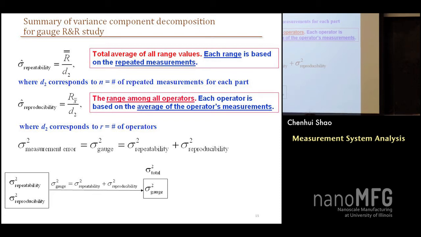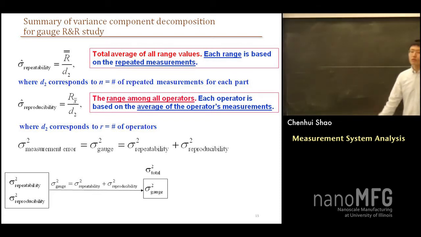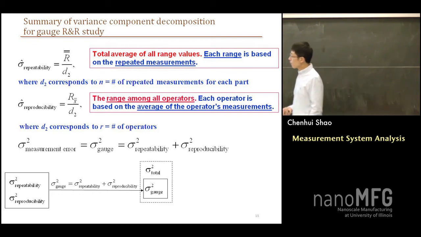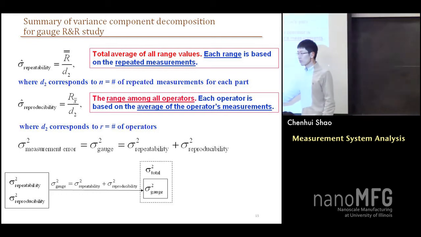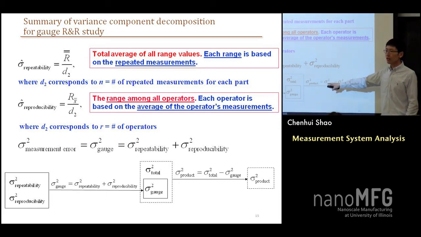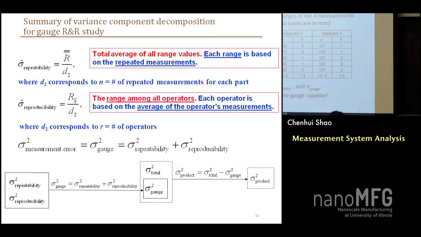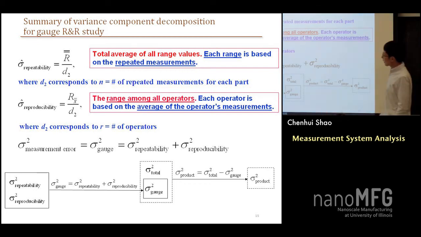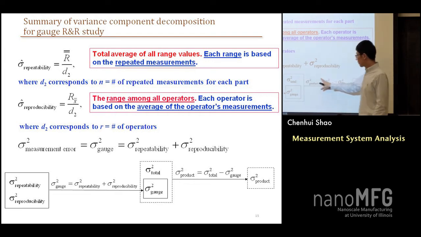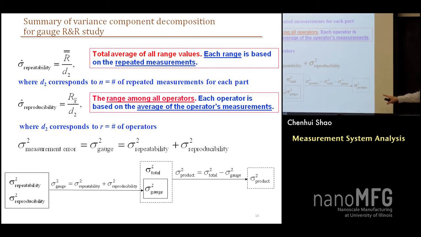we will have sigma total square. Yeah, right? We have 20 parts. We have many measurements. Then we have a global sigma square, which is the sample variance. So the sample variance is always larger than sigma gauge square, and the remaining of it is actually sigma product square. So in that example, we can estimate sigma product square by subtracting sigma gauge square from sigma total square. So this should be the sample variance. So then you have everything ready. Okay?